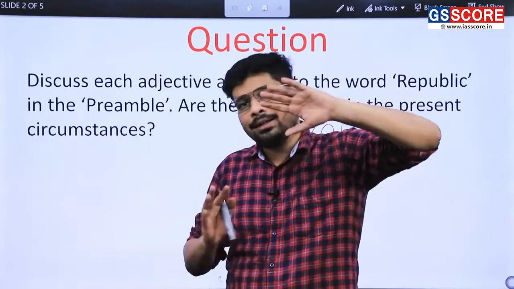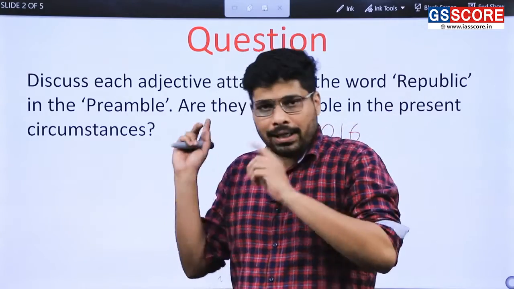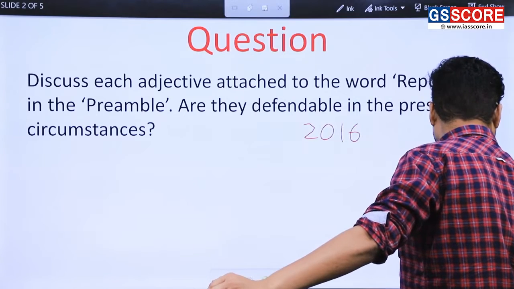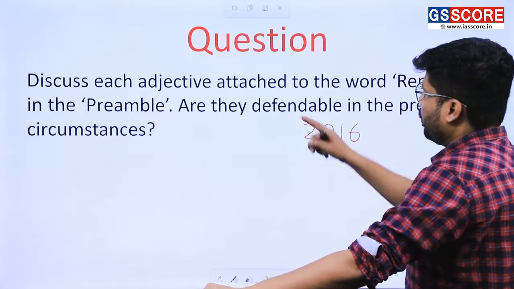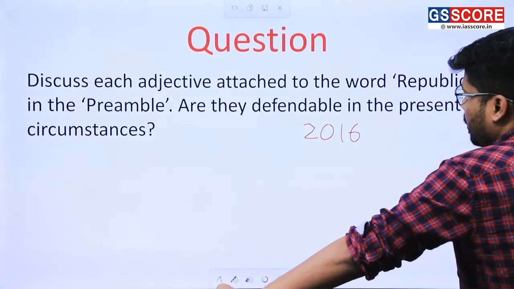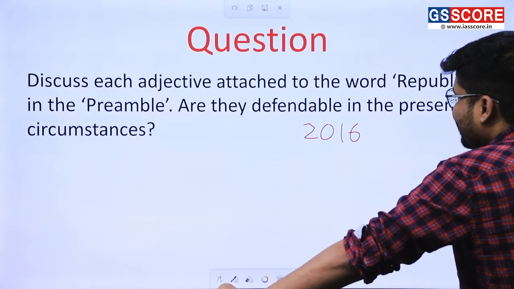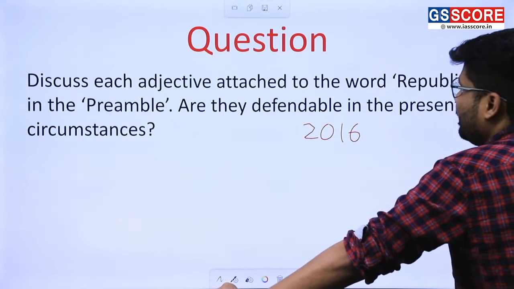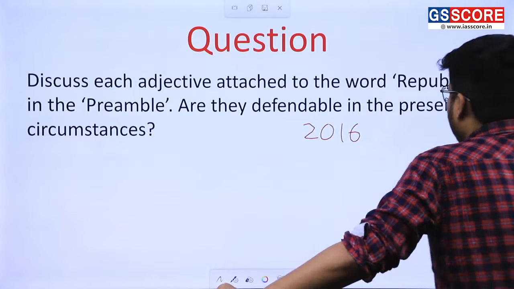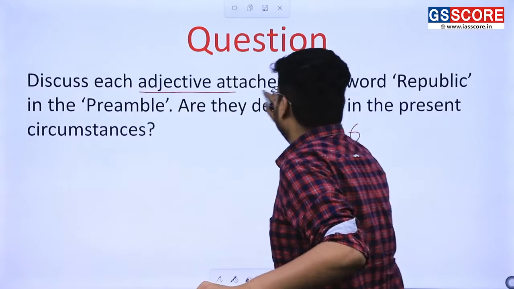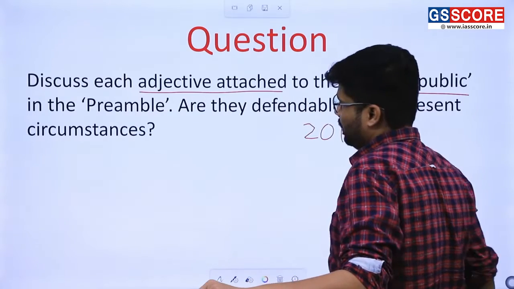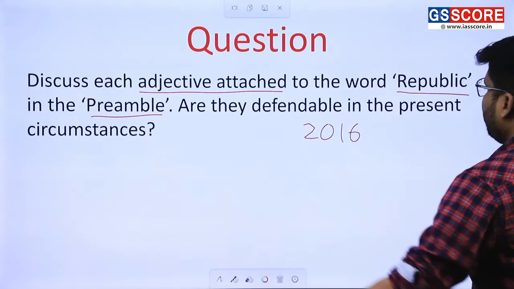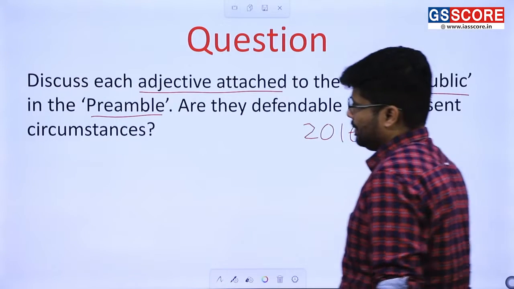Let us get into that some other time. Now we should focus on this question. Let us look at this question. What does this question need you to know? Discuss each adjective attached to the word republic in the preamble. Adjectives attached to the word republic in the preamble. Are they defendable in the present circumstances?